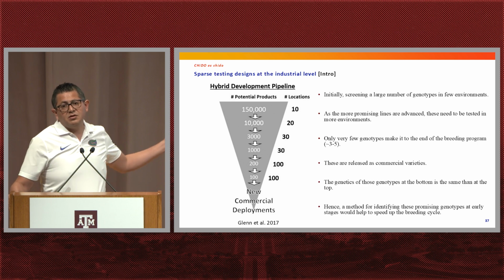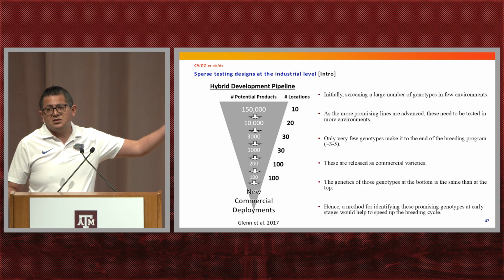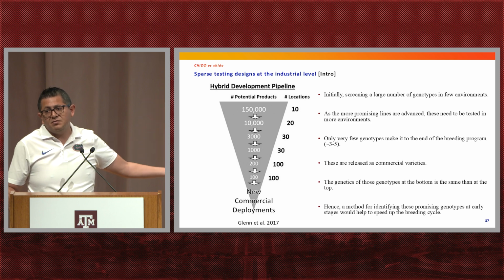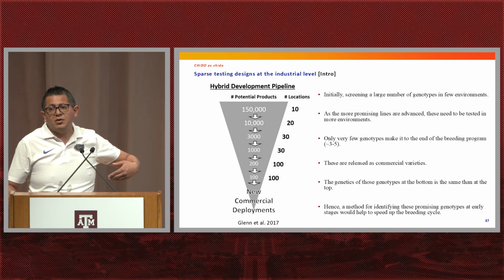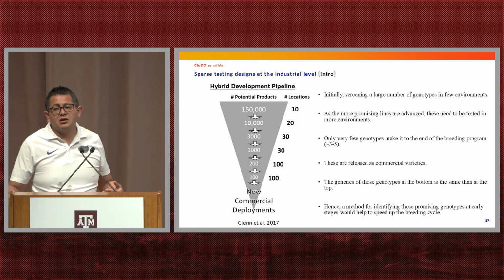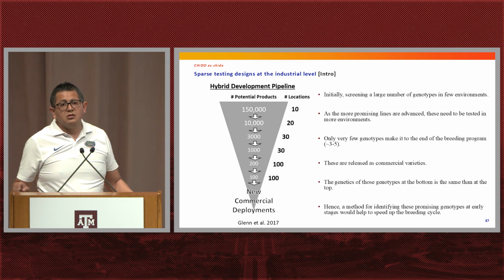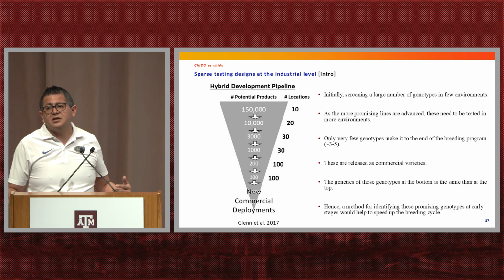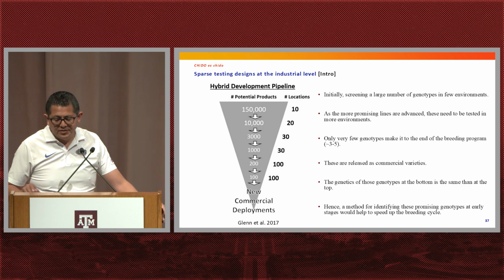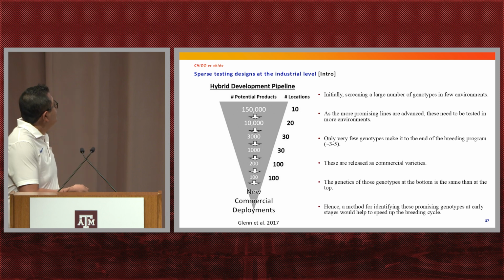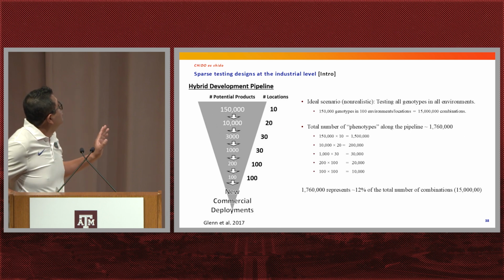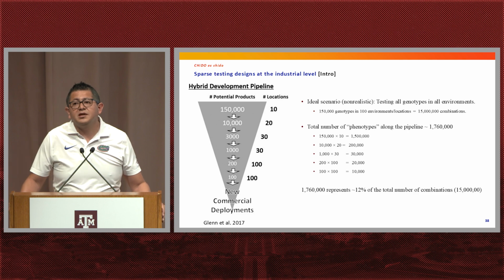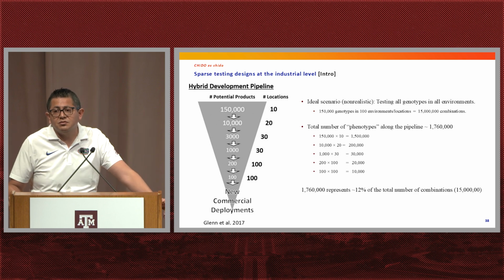So the interesting part of this breeding pipeline is that the genetics that we had at the beginning is exactly the same at the end. So probably if we develop a method that could help us to identify the top performance genotypes at very early stages, we can save a lot of time. But we know the ideal scenario is impossible.